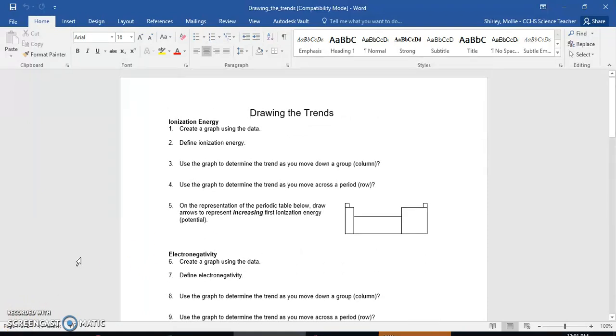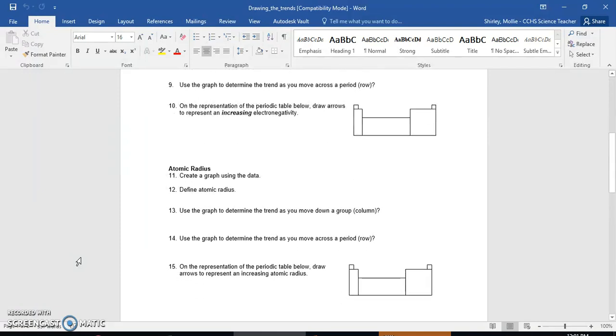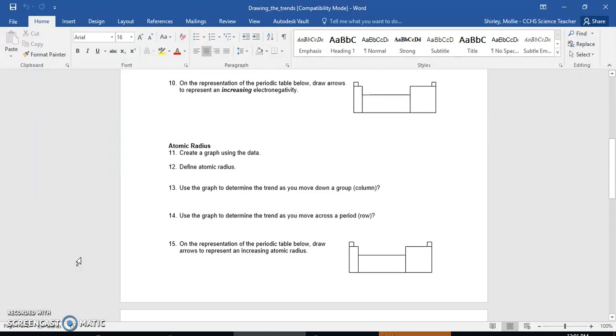Ionization energy then is our second property of atoms that we're going to be looking at. And ionization energy, it's the amount of energy required for an atom to become an ion. And we know that that means that we would be removing an electron in order for it to become a positive ion, or gaining an electron to become negative. The last property is atomic radius, and the atomic radius is pretty much what it sounds like.